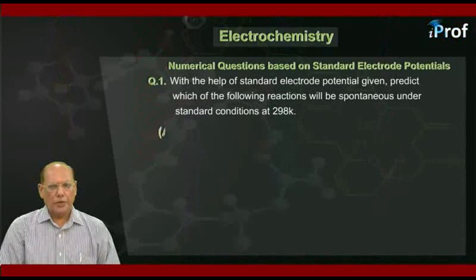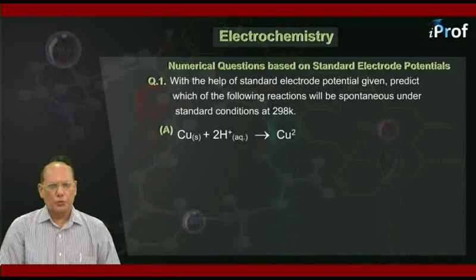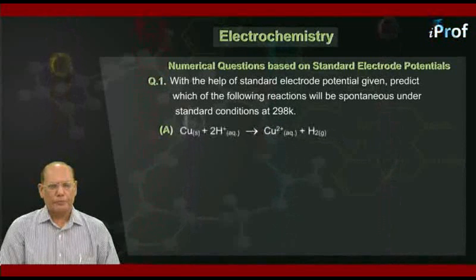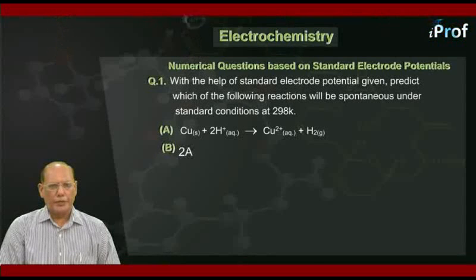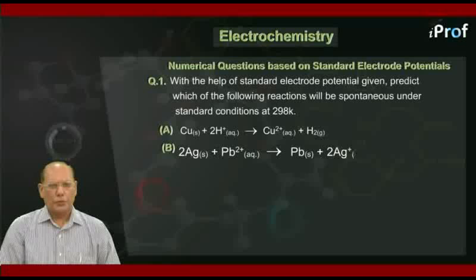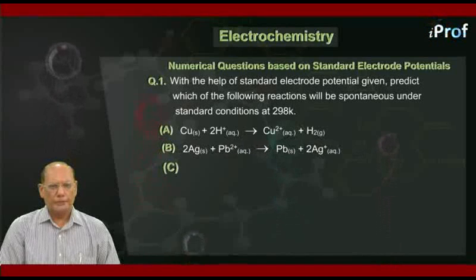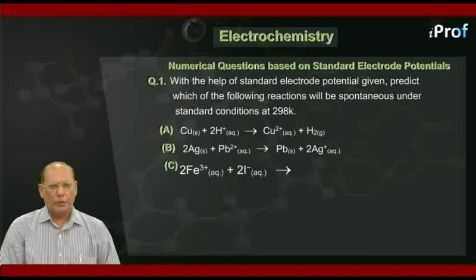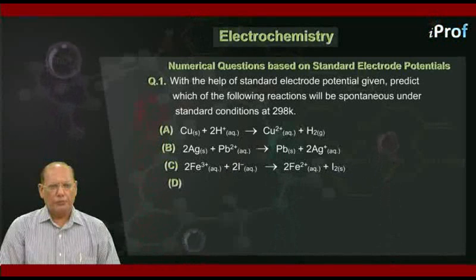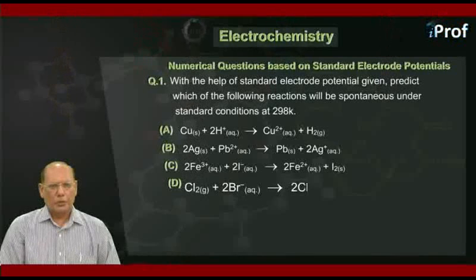The options are A. Cu solid plus 2H+ aqueous giving Cu2+ aqueous plus hydrogen gas. B. 2Ag solid plus Pb2+ aqueous giving Pb solid plus 2Ag+ aqueous. C. 2Fe3+ aqueous plus 2I- aqueous giving 2Fe2+ aqueous plus I2 solid. And D. Cl2 gas plus 2Br- aqueous giving 2Cl- aqueous plus Br2 liquid.